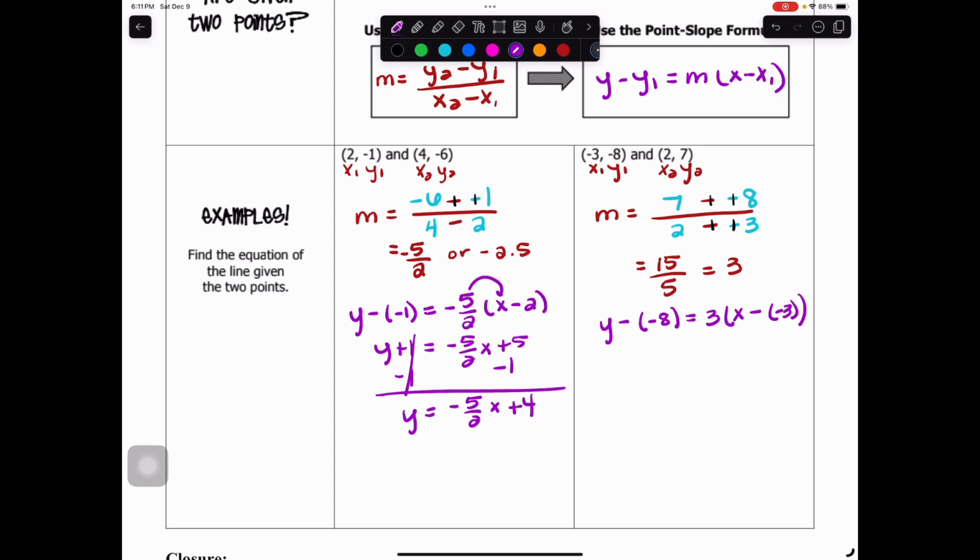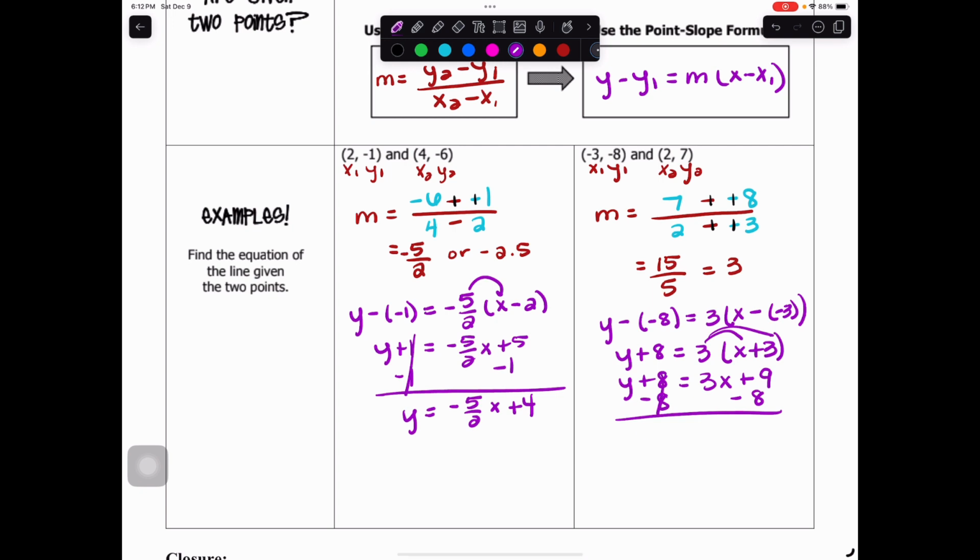So when we simplify this, the double negative gives us y plus 8 equals 3 times x plus 3 with those double negatives. We'll distribute the 3. So we get y plus 8 equals 3x plus 9. And then we will move the 8 by subtracting it from both sides so that we can get y by itself. So y equals 3x plus 1.